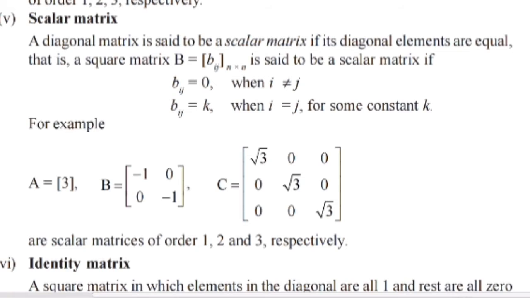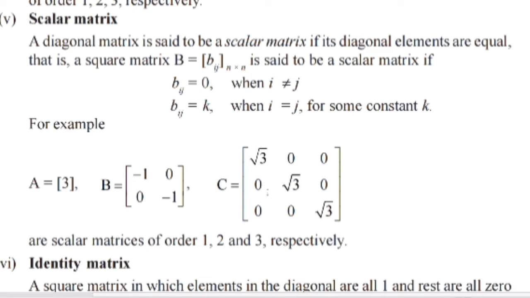Next is a scalar matrix. There is a small difference between the diagonal and scalar matrix. Again, a scalar matrix is a square matrix, first thing. Second thing, a scalar matrix is a diagonal matrix. Third, all these diagonal elements are equal. If they are equal, then we say a diagonal matrix is a scalar matrix. See here you can see all are equal to root 3, root 3, root 3. So if all the diagonal elements are equal, then we say it is a scalar matrix.